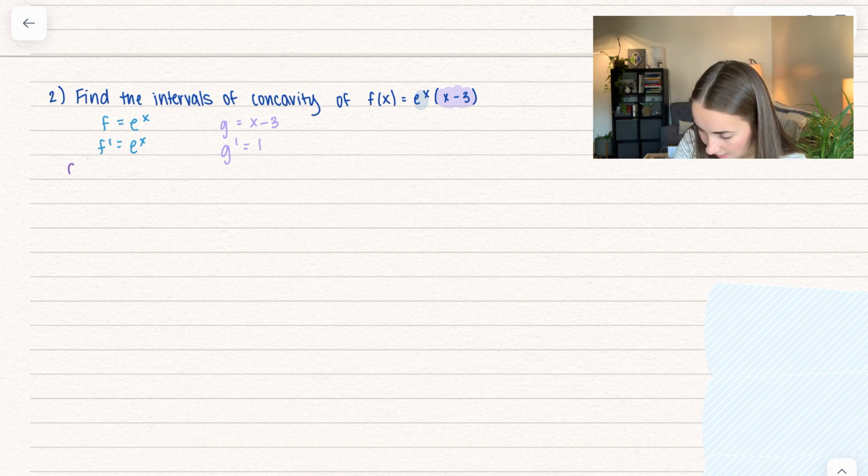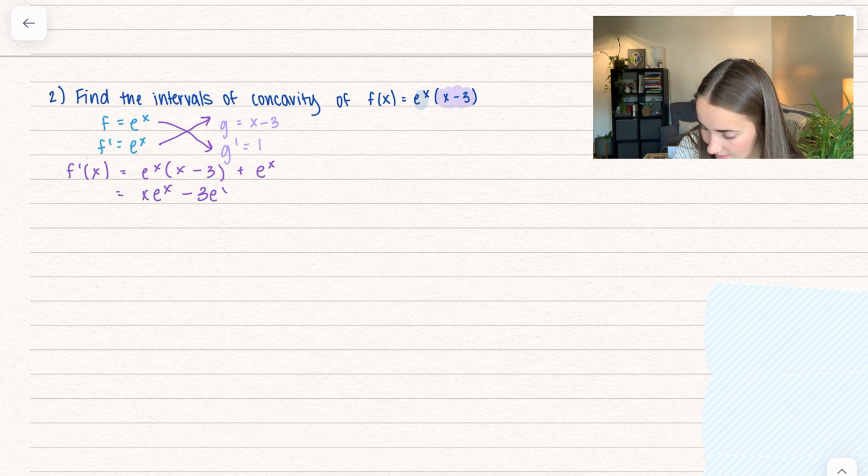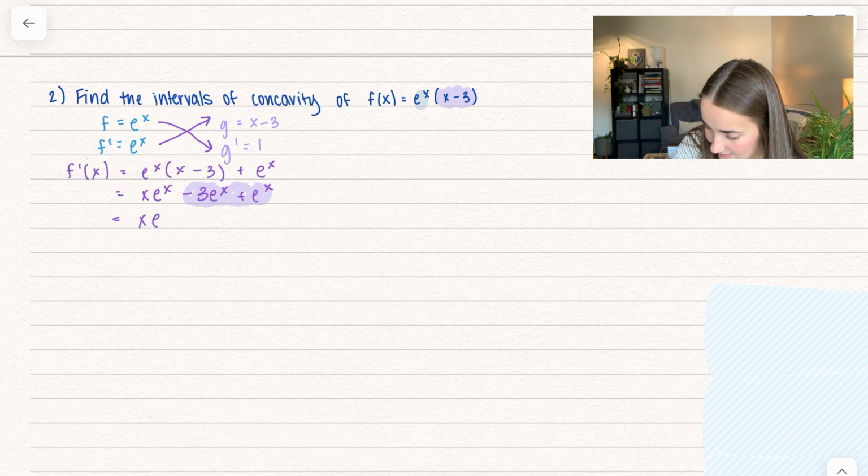So when we want to find f prime of x, all we have to do is cross multiply and add those together. So first I get e to the x times x minus 3, and then we are going to add e to the x times 1. If we wanted, we can simplify that out a bit more. I get x e to the x minus 3e to the x plus e to the x. And now here I can see I can combine like terms, right? I can combine these two together. And that's going to give me x e to the x minus 2e to the x.